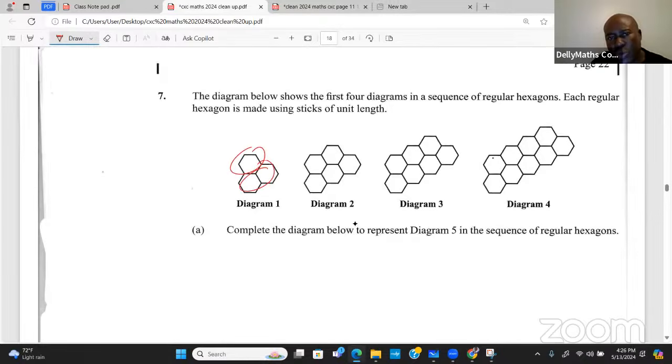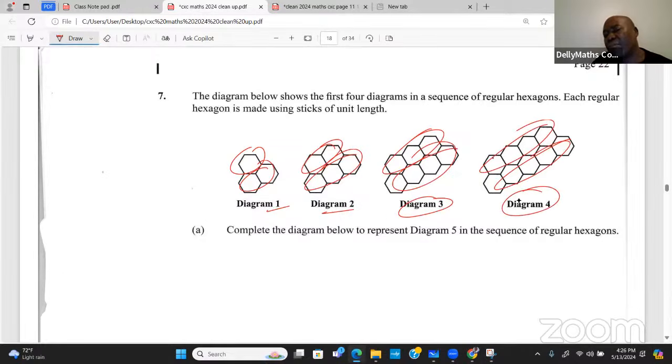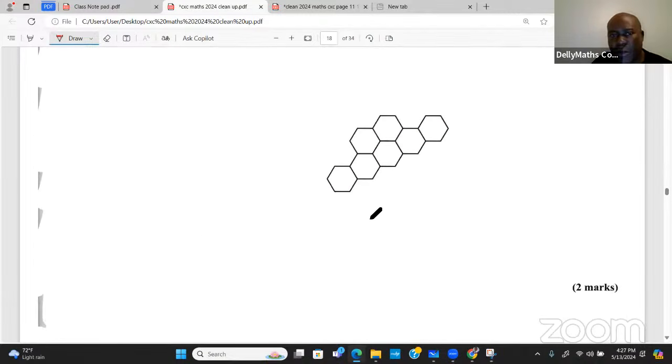We're seeing 1 on top of 2 for the first figure, and for the second figure, we're seeing 2 on top of 3. For the third figure, we're seeing 3 on top of 4. For the fourth figure, we're seeing 4 on top of 5. So that means for the fifth figure, I'm going to see 5 on top of 6. That's all I'm doing, 5 on top of 6.